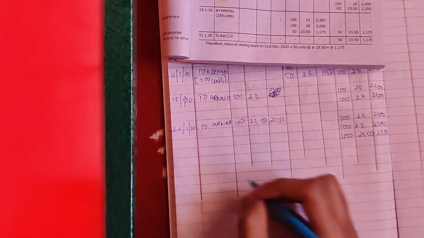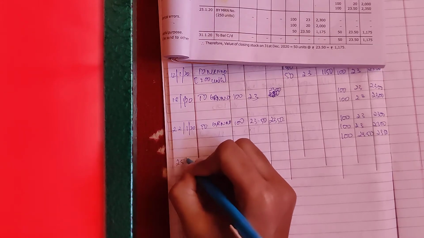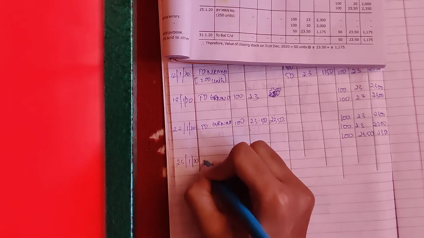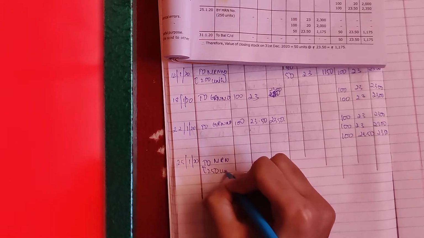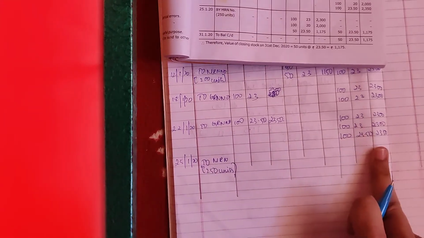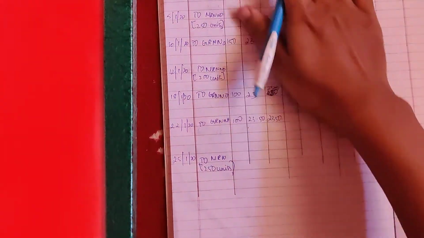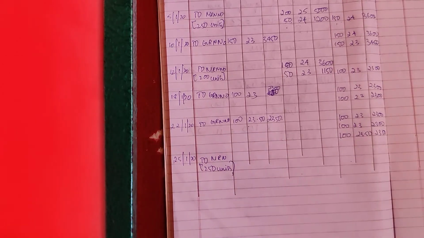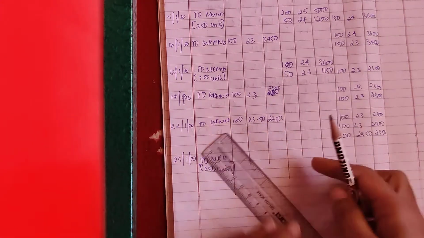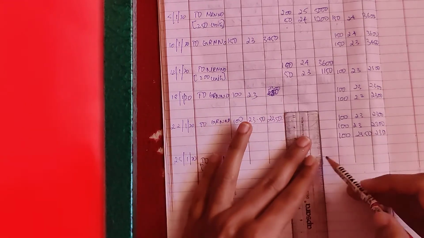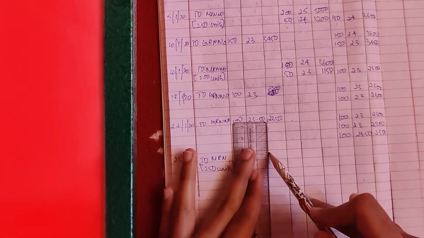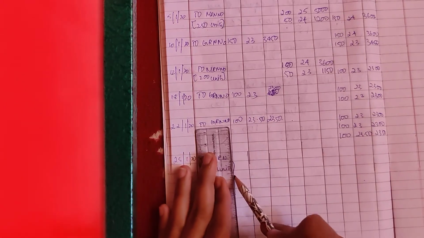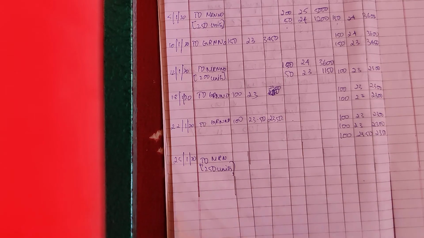Now next will be your issue on 25th, MRN number. You are issuing 250 units out of this particular balance. From here you will issue in your MRN column. Be very careful while you're bringing down your columns. Be very careful with your columns. Now in your MRN, you're issuing 250 units.